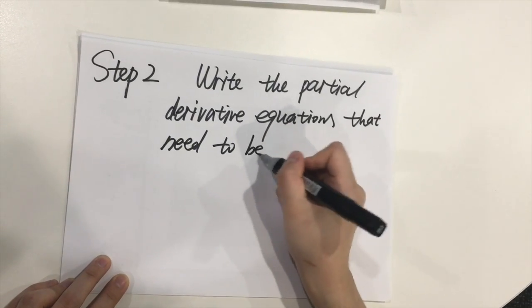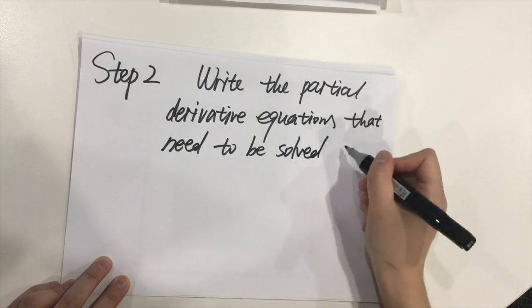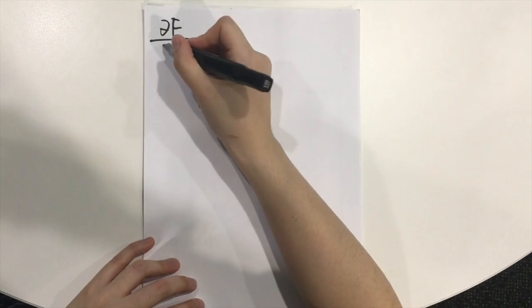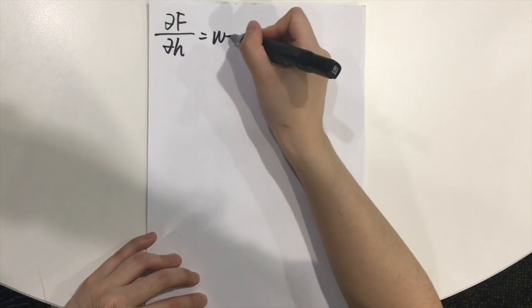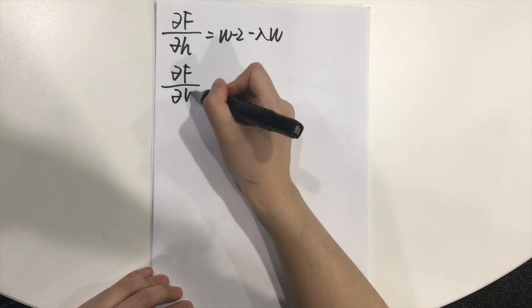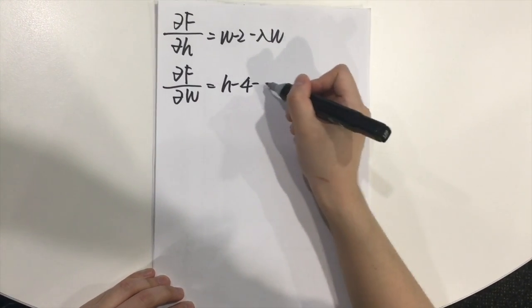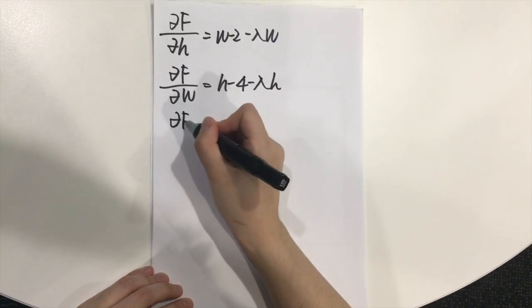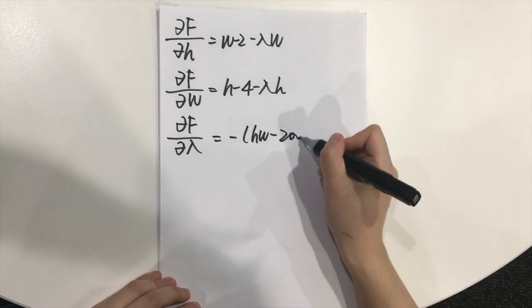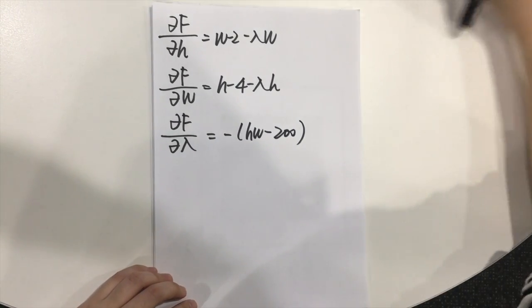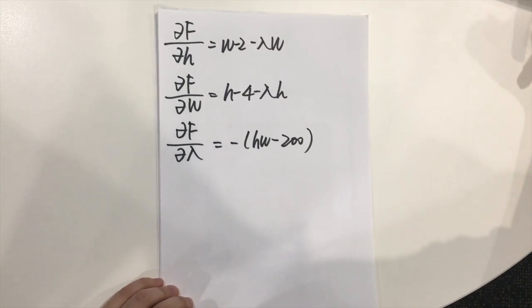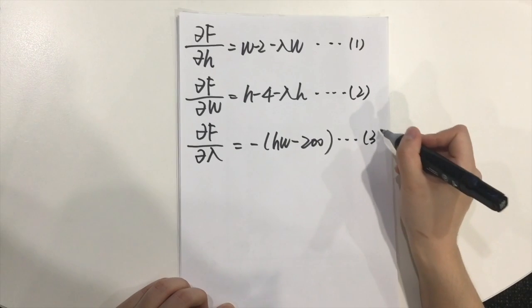Step 2. Write the partial derivative equations that need to be solved for this question. So, the partial derivative with respect to h is equal to w minus 2 minus lambda w. The partial derivative with respect to w is equal to h minus 4 minus lambda h. Thirdly, the partial derivative with respect to lambda is equal to minus (hw minus 200). Let the 3 partial derivatives equal 0, so we can get 3 equations.